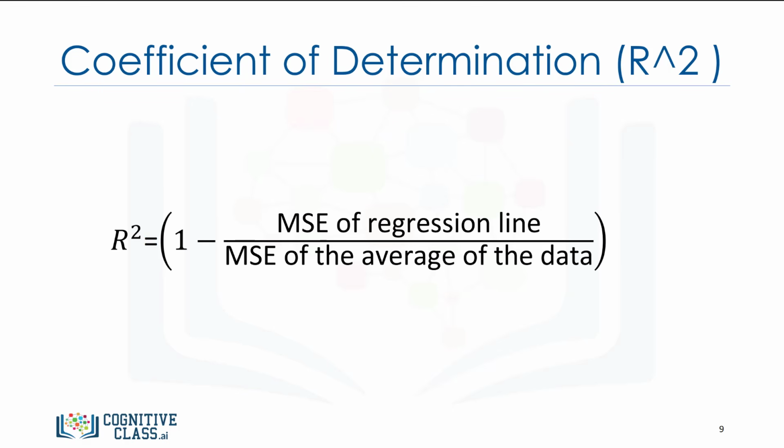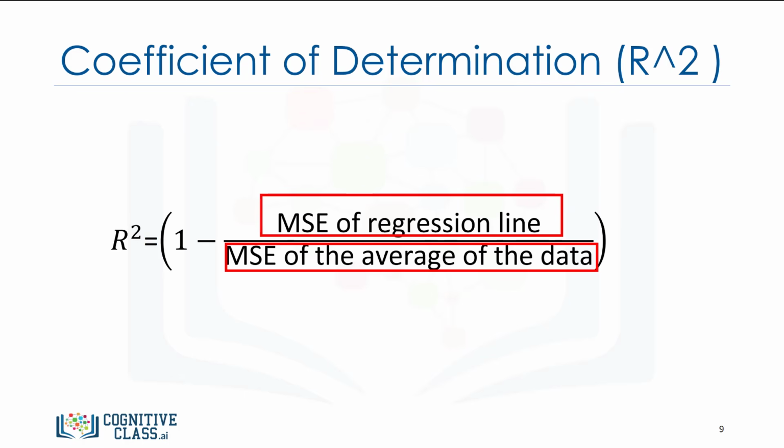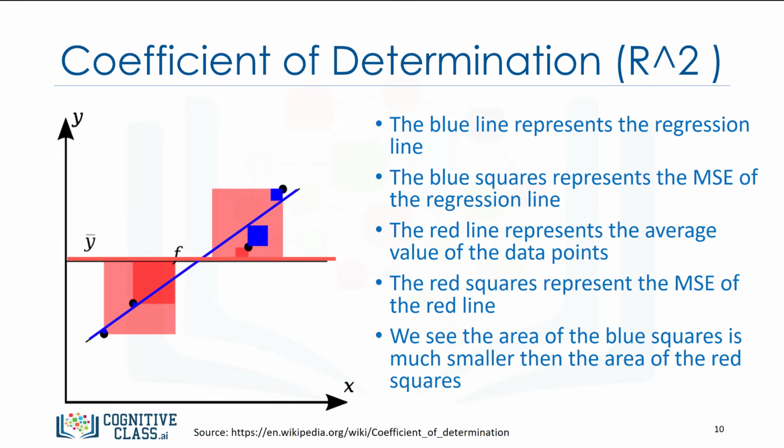Coefficient of determination, R-squared, is 1 minus the ratio of the MSE of the regression line divided by the MSE of the average of the data points. For the most part, it takes values between 0 and 1. Let's look at a case where the line provides a relatively good fit. The blue line represents the regression line. The blue squares represent the MSE of the regression line. The red line represents the average value of the data points. The red squares represent the MSE of the red line.